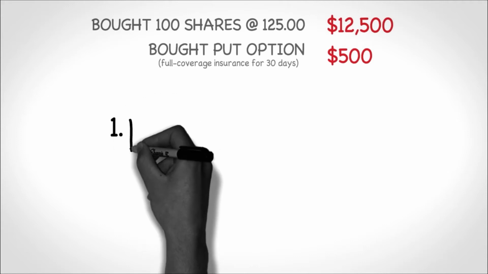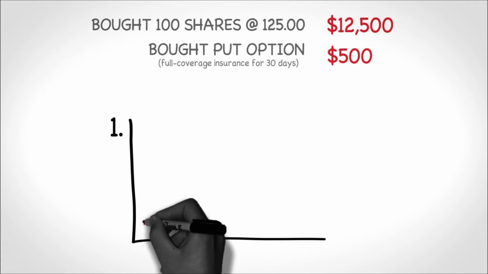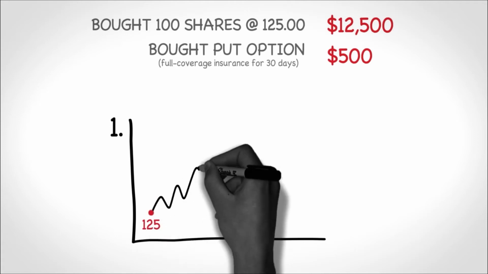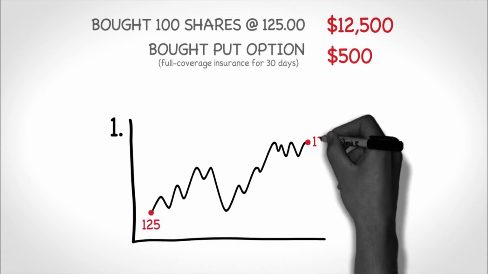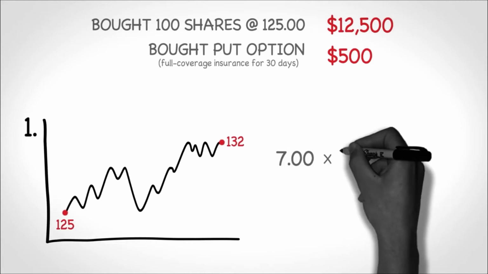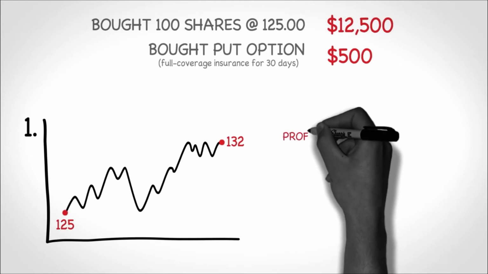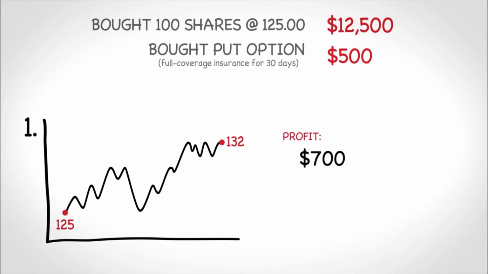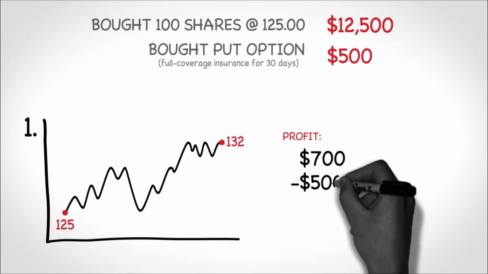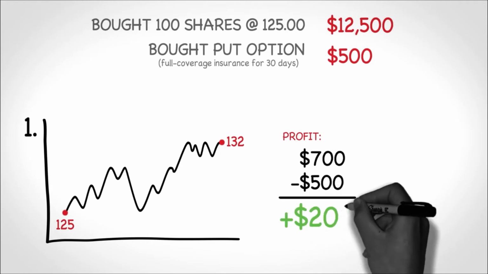In the first scenario, after you buy the stock and the put option, the stock price goes from $125 per share up to $132 per share. So you made $7 per share on 100 shares of stock. That totals to a profit of $700 on the stock that you own. But remember, you also paid $500 for an option contract that now has no value to you. So your net profit is only $200.